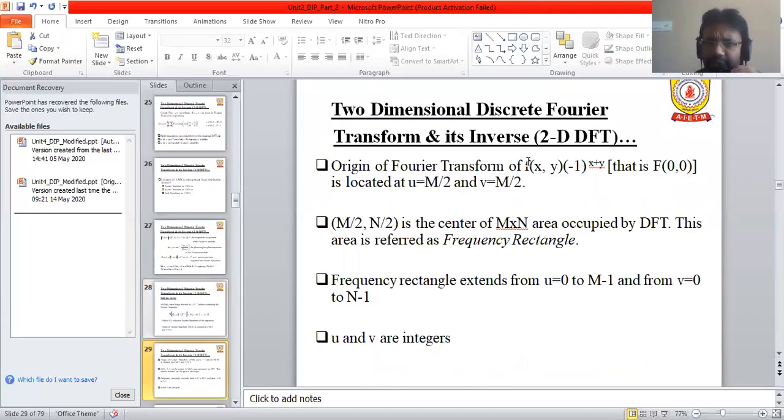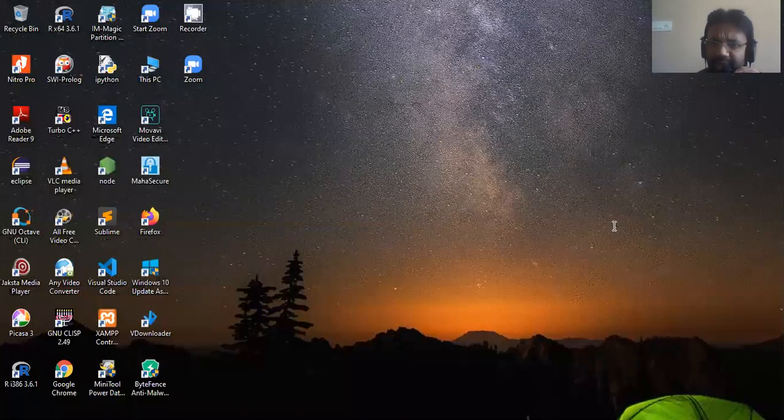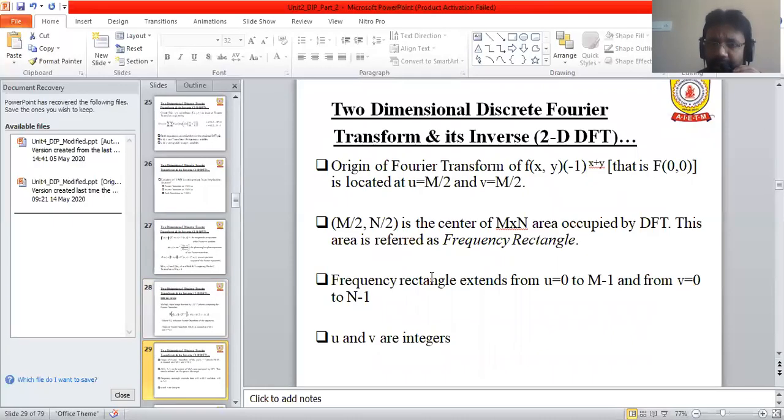Now the origin of the Fourier transform of f(x,y) times minus 1 raised to the power x plus y, that is F(0,0), is located at this position, u equals m by 2 and v equals n by 2, which is the center of the m by n area occupied by the discrete Fourier transform. This area is referred to as the frequency rectangle. If we have a square image, the number of rows and columns are equal, so you can replace m and n together. But in general, this position is the center of the image having dimension m by n, the area that is occupied by the DFT. This area is referred to as the frequency rectangle. So the frequency rectangle extends from u equals 0 to m minus 1 and from v equals 0 to n minus 1, where u and v are integers.